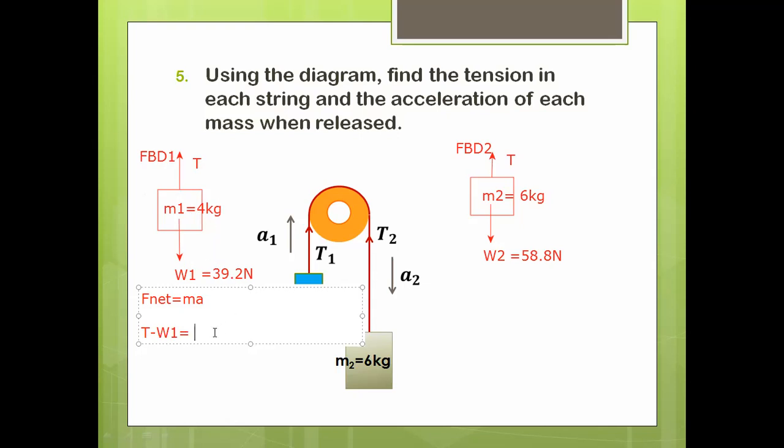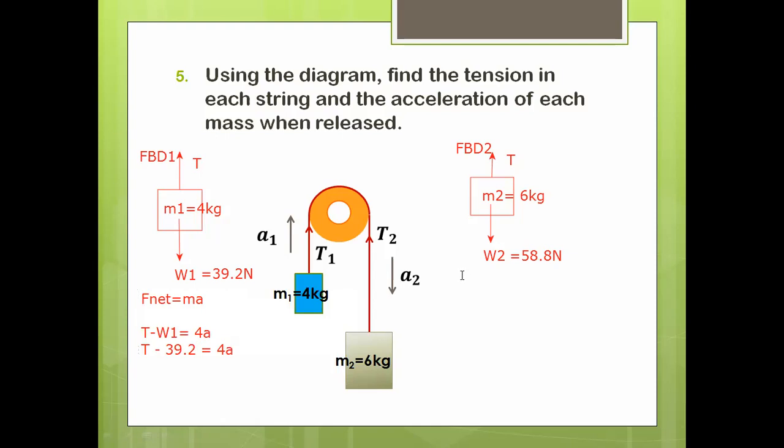So if you multiply M, M being 4 kilograms, times A, our A is going up. So we will have an equation like this. Now, substituting, that will be T minus 39.2 equals 4A. And again, 4A because A is going up. So we will call that equation 1.